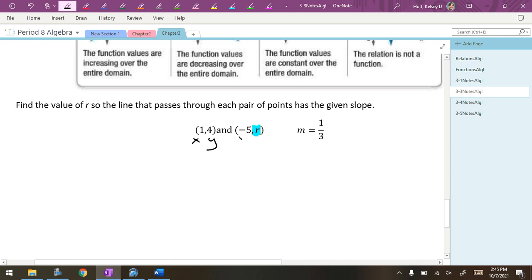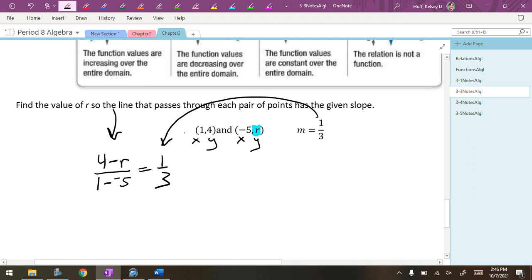x, y, x, y. In the slope formula, which numbers are on top, x or y? Y. So let's start with 4. 4 minus r over 1 minus -5. What do we want that slope to be? 1/3, what they gave us. We used the slope formula and then took the slope that they gave us. Would that be plus 1? Just wait. You're going to take the words out of my mouth right now.